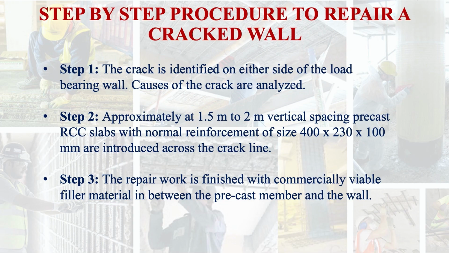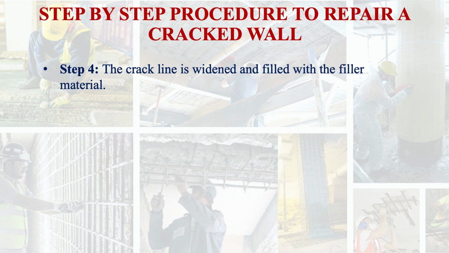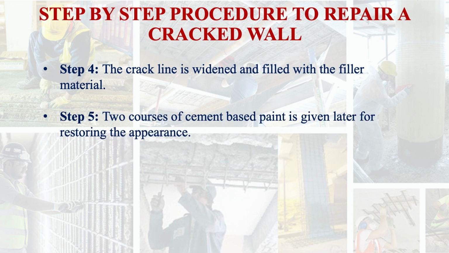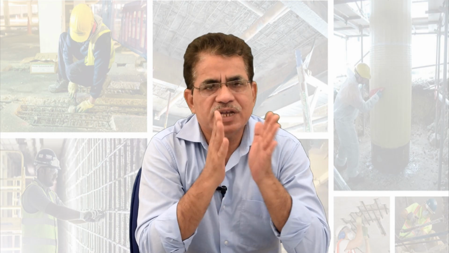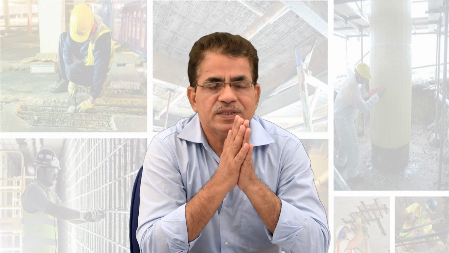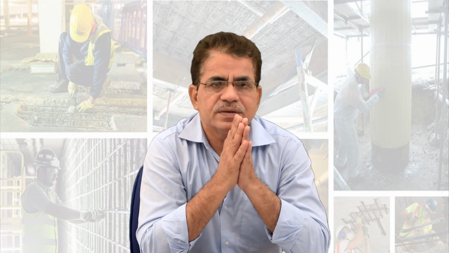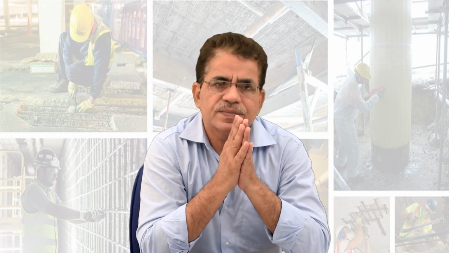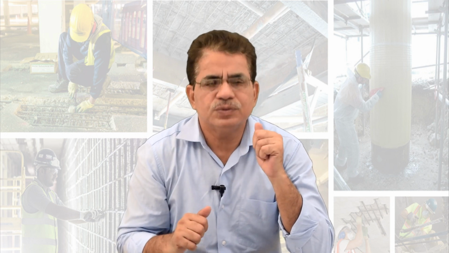The repair work is finished with commercially viable filler material in between the precast member and the wall. The crack line is widened and filled with the filler material. 2 courses of cement based paint are given later for restoring the appearance, because appearance is also important, along with the structural behavior or structural strengthening. So this is the way how we can do this.